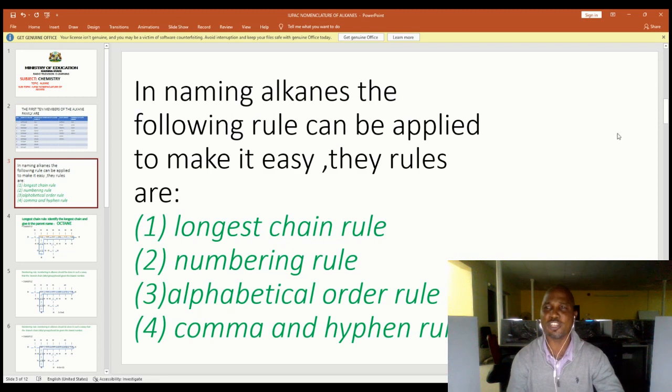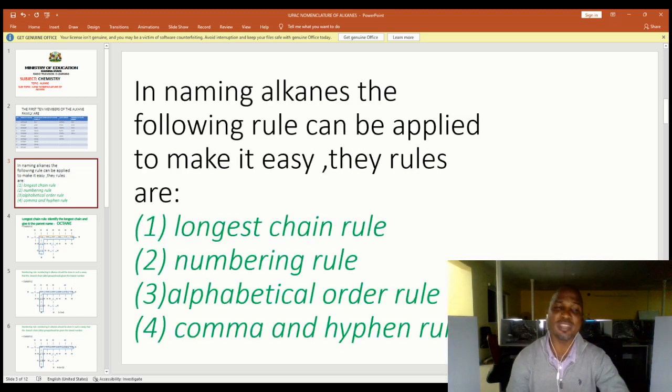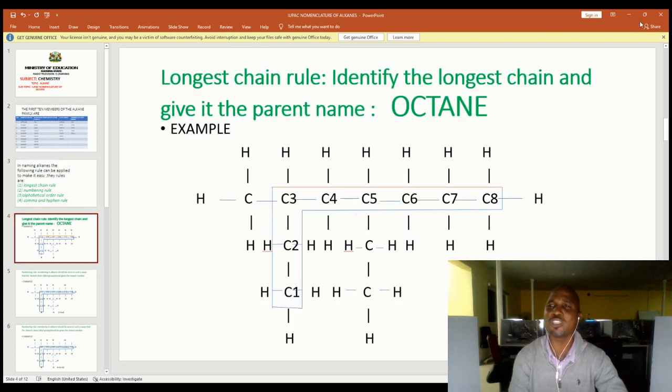Now, let's take an introduction into IUPAC nomenclature. In naming alkanes, the following rules can be applied to make it easy. Students have said that naming of organic compounds is very difficult, but it is not actually difficult. You just have to follow certain guidelines, and if you follow me today, you will get the rules. The four rules are the longest chain rule, the numbering rule, the alphabetical order rule, and the comma and hyphen rule. I'm sure you're already asking what these rules are all about. Follow me and you will understand. I'll give you a typical example to illustrate them.